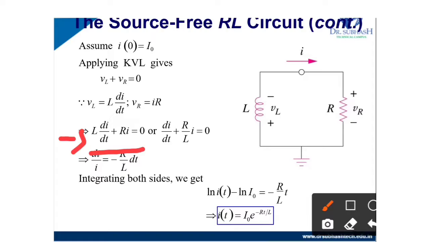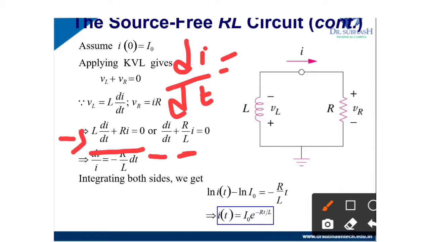In this we make di by dt alone, so each and every term is divided by L. L by L is 1, so it is di by dt plus R by L i equal to 0. Now we separate the term of i and the constant. So I will write di by dt here, and this term we put on the other side of the equal sign. The plus sign becomes minus on the other side, so it is minus R by L i.